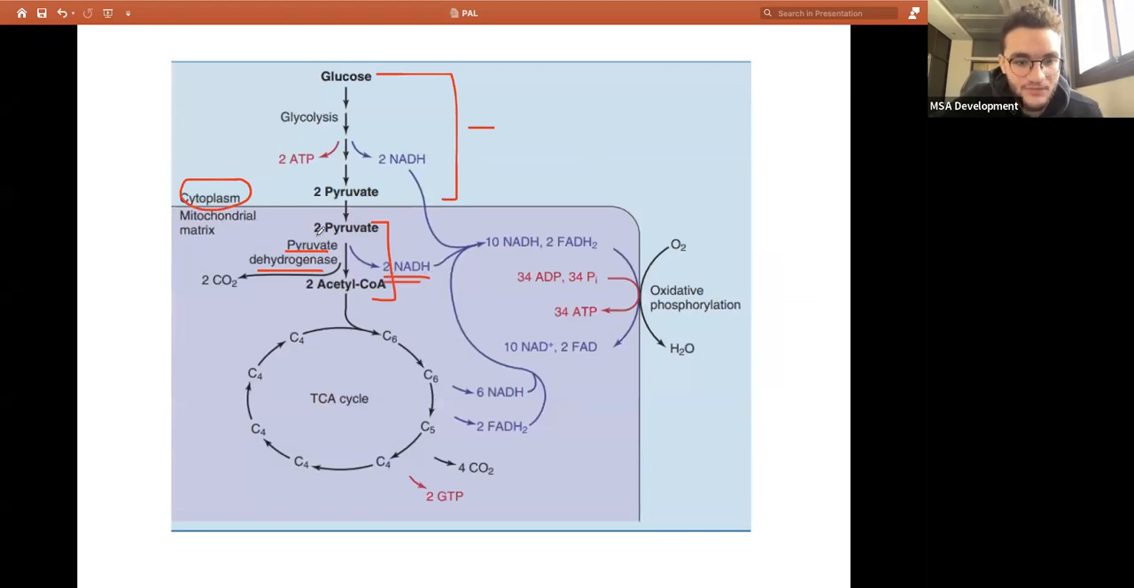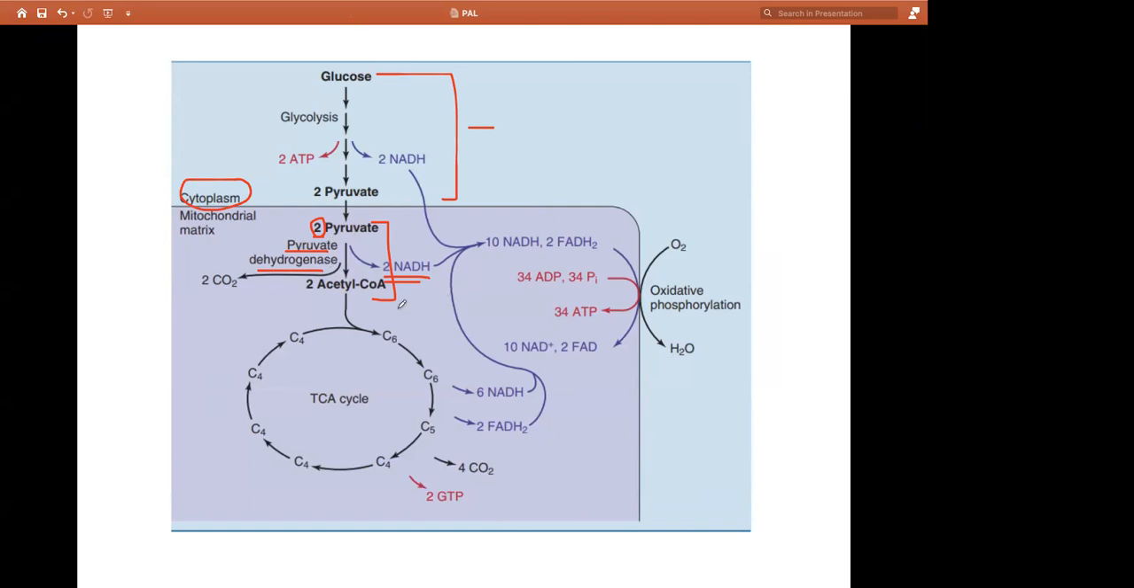Now it says two. Why does it say two? Does anyone know? Every time anyone talks about the Krebs cycle, it's always one pyruvate goes in, becomes one acetyl-CoA, then enters the Krebs cycle. So why is it two right here? Is it because two pyruvate enter from glycolysis?